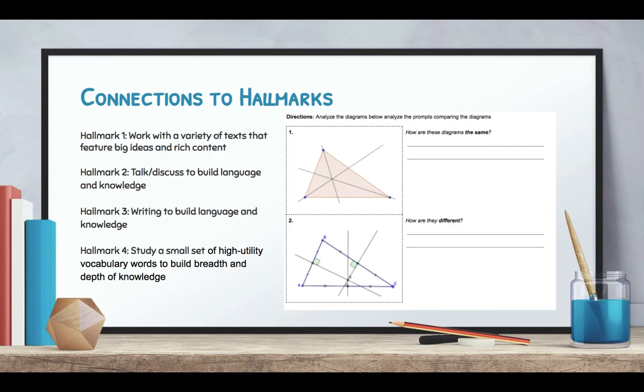So this instructional routine and this first part really does connect to the hallmarks of advanced literacy. With respect to hallmark 1, the graphics count as text for mathematics. So it does align to hallmark 1. Within the routine, we are allowing students to talk and discuss to build language and knowledge. The prompts are allowing students to write to build language and knowledge. And we are studying a small set of high utility vocabulary words to build breadth and depth in knowledge.